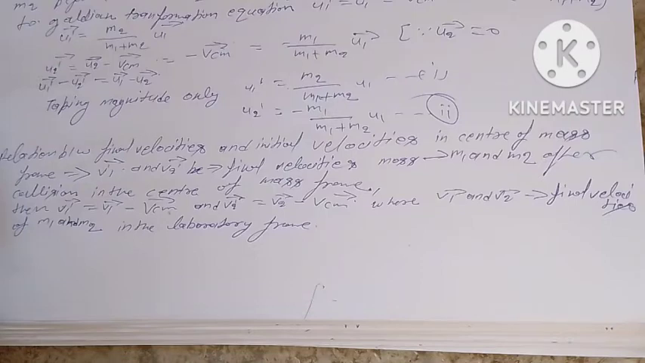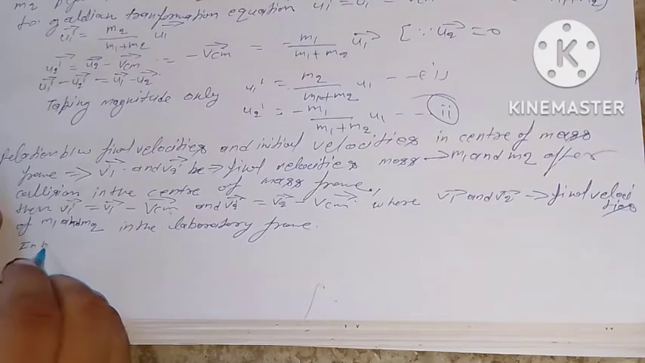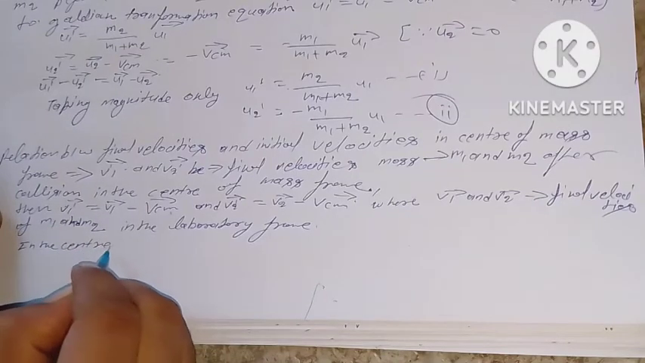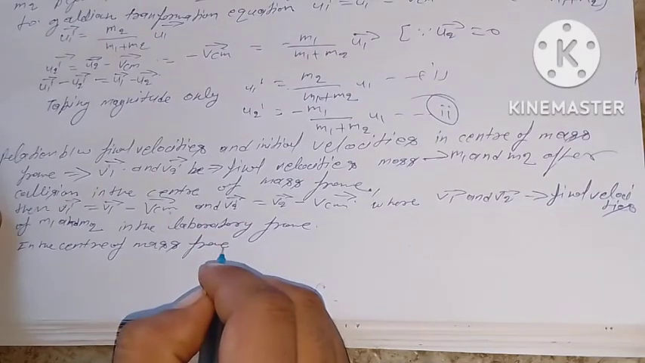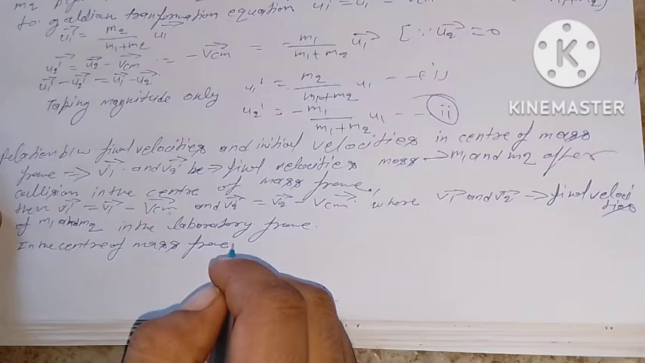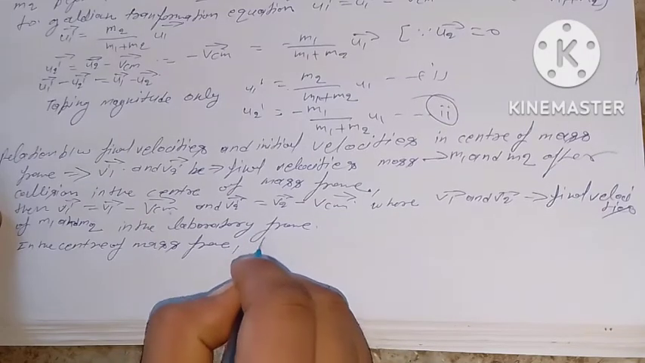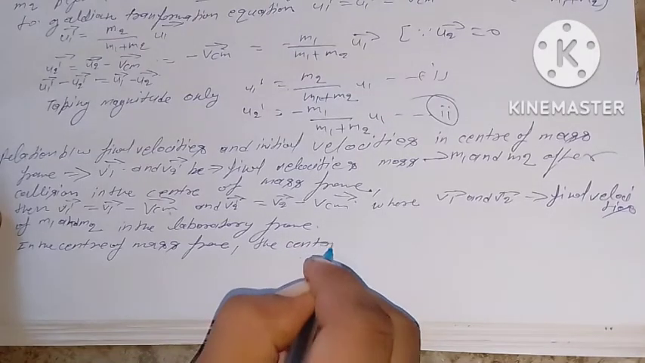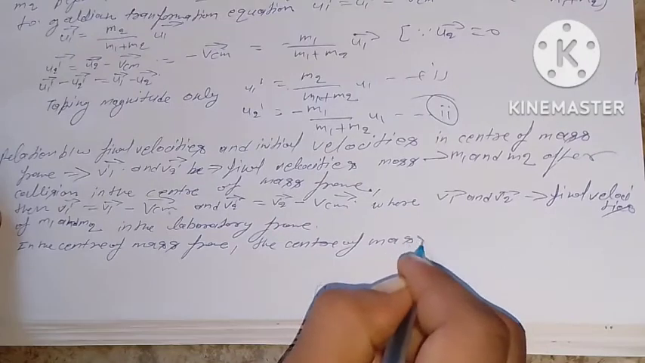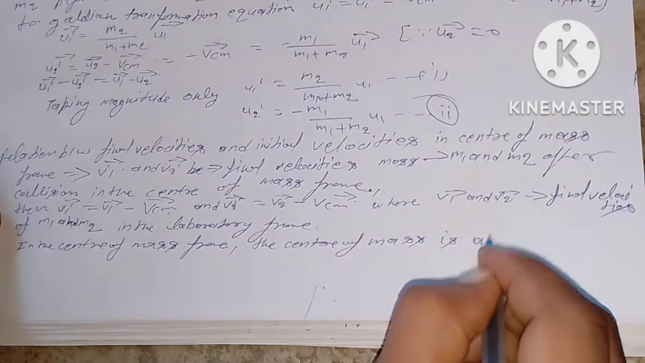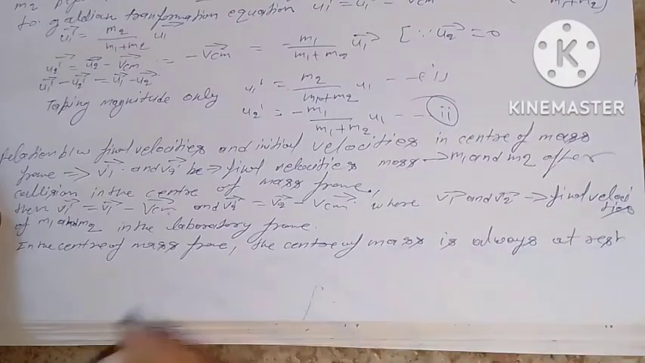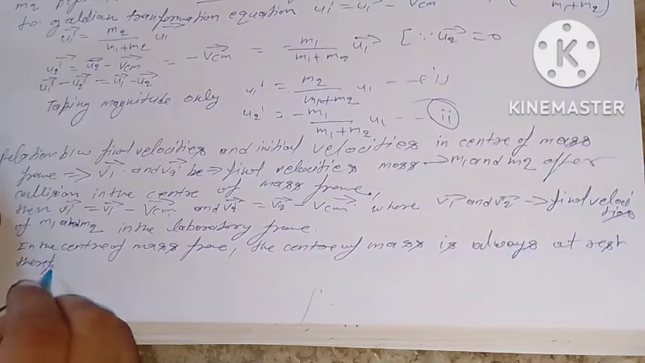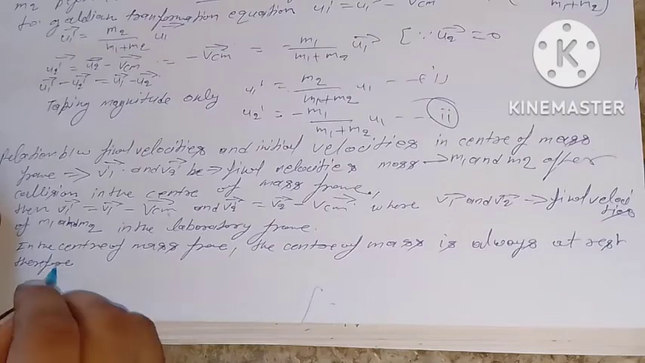In the center of mass frame, the center of mass is always at rest. Therefore, the total linear momentum.